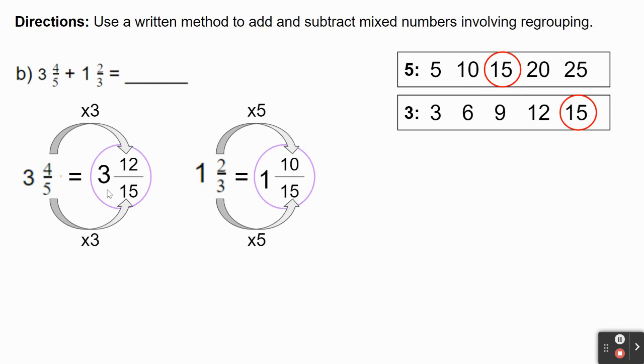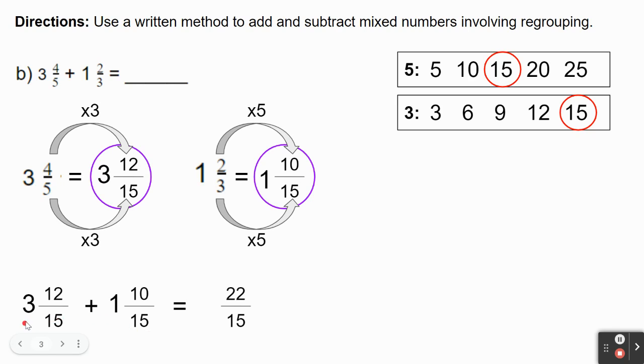If we look at these equivalent fractions, they both have a denominator of 15. So we can go ahead and add these fractions together. 3 and 12 fifteenths plus 1 and 10 fifteenths. Start by adding the fractions. 12 fifteenths plus 10 fifteenths is equal to 22 fifteenths. Now we can add the wholes. 3 wholes plus 1 whole equals 4 wholes. So we have 4 and 22 fifteenths.